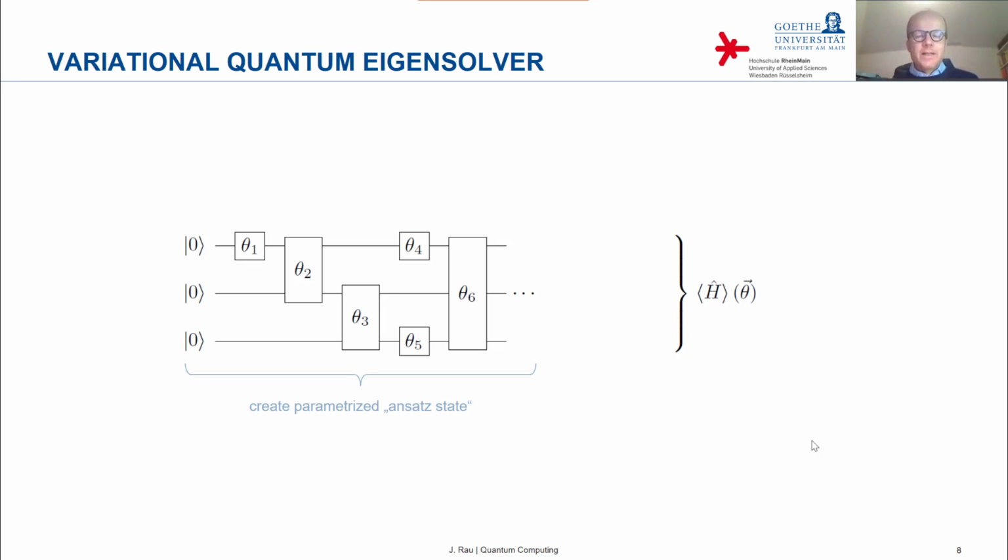For these ansatz states, we would like to measure the energy expectation value. So we are given the n-qubit Hamiltonian, whose ground state we are looking for. Yeah, and we are preparing ansatz states. They are parameterized, and we want to measure the energy expectation value in such an ansatz state. And this gives us the energy expectation value as a function of the parameter values. Yeah?